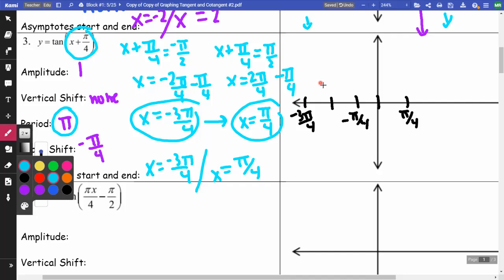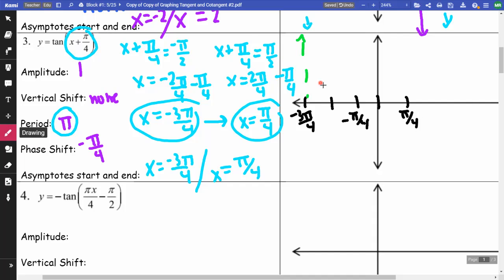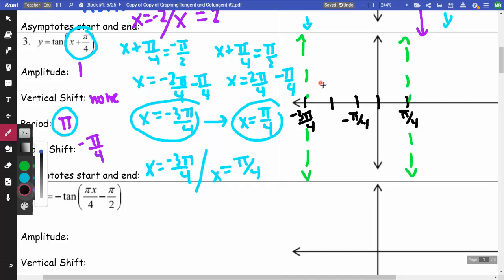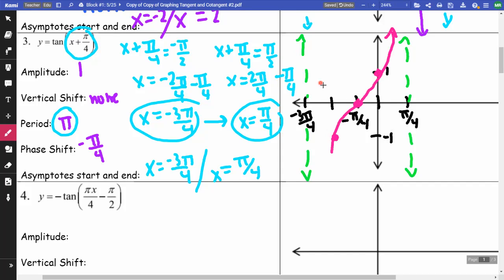My asymptote, I have one here at x equal negative 3 pi fourths and at positive pi fourths. This is a positive tangent, so that means I'm going to have my 0 here like I normally would. I forgot to put my y value, sorry. Negative 1 and positive 1. So for our tangent, we normally start with the -1, then plot our 0, then plot our 1, unless it is a negative and it flips.